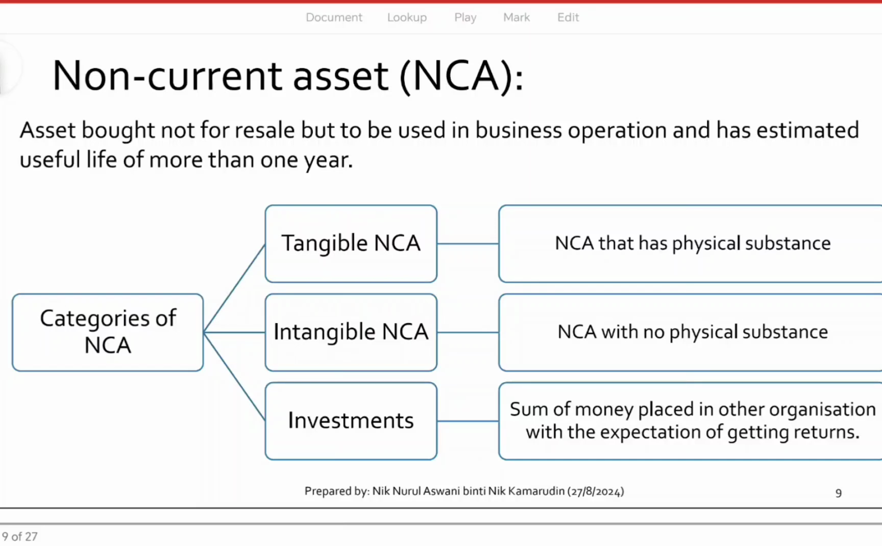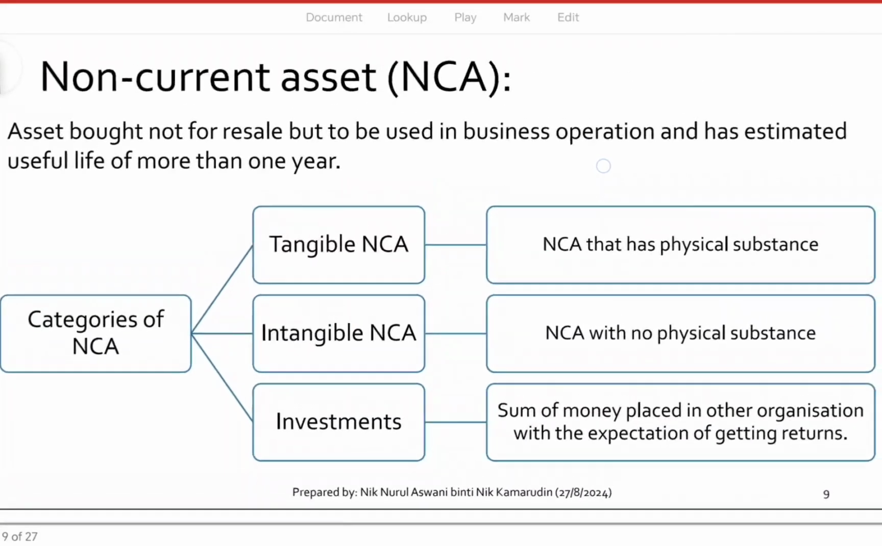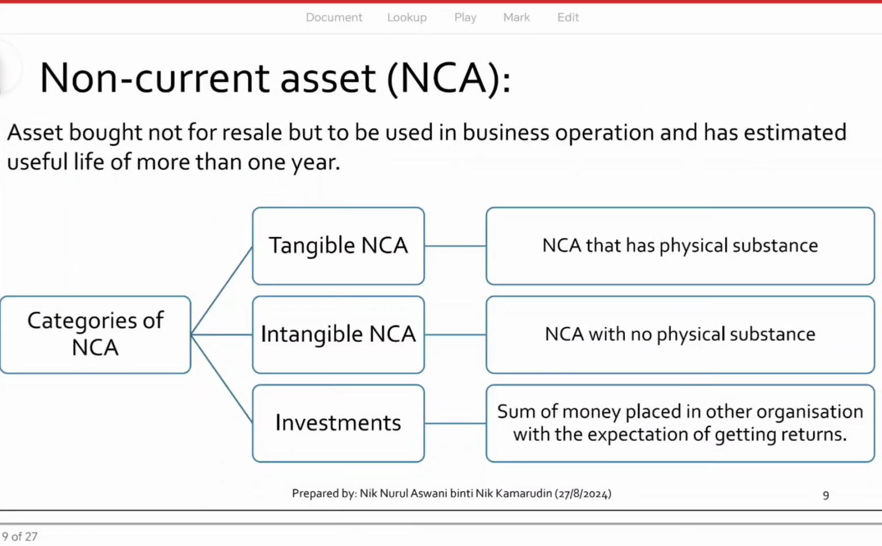For the non-current asset, it has its own categories, which are tangible non-current asset, meaning that the asset with physical substance. And then we have intangible non-current asset, meaning that non-current asset with no physical substance. And then we have the last one, long-term investment. We have short-term investment, but the one that falls under non-current asset is long-term investment. This investment means sum of money that you place in other organization with the expectation of getting returns.